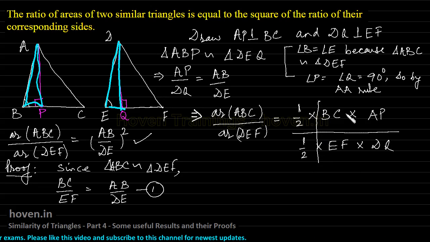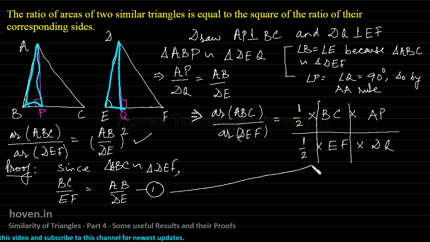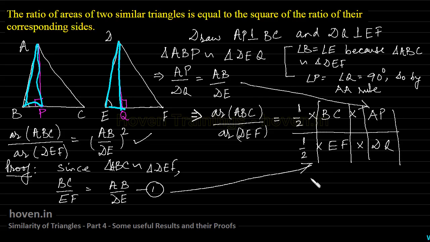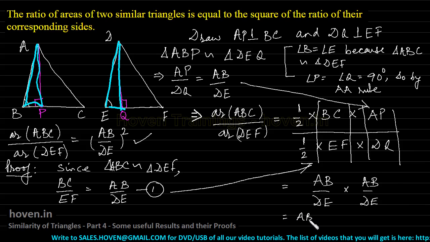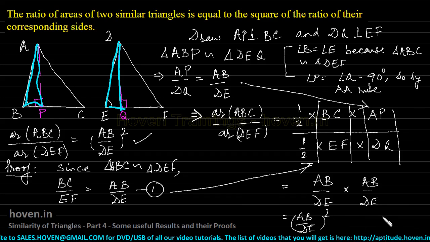Now, put this ratio BC by EF from this equation, and about this one, let us bring it from here. We will remove half of, so BC by EF is equal to AB by DE multiplied by AP by DQ, which comes from here as AB by DE, which is equal to AB by DE whole square. So which proves that the ratio of area of this triangle to the area of this triangle is same as AB by DE whole square.